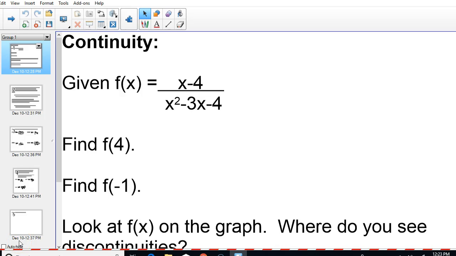I've kind of created this section because we need to know it to put everything together for limits. So we have this equation, f of x equals x minus 4 over x squared minus 3x minus 4. I'm going to graph this on Desmos real quick.